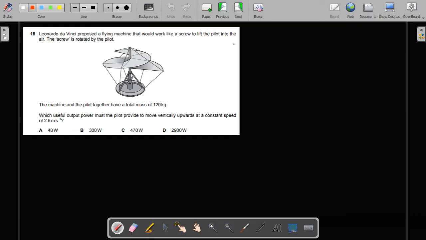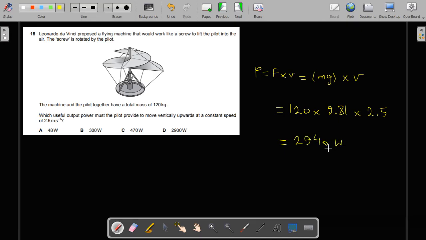Because the speed is constant, you can use moving power for this question. So moving power is equal to F times V. Instead of F, you can write mg. So m is 120, g is 9.81, and v is 2.5. If you multiply, the answer will be 2940 watt. So if you round off, D will be right. So it is nearly 2900 watts.